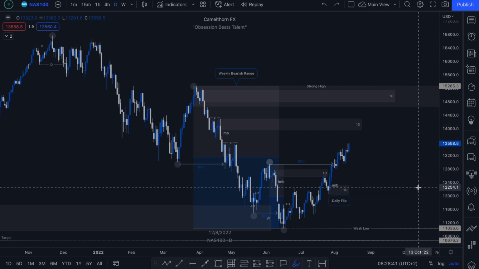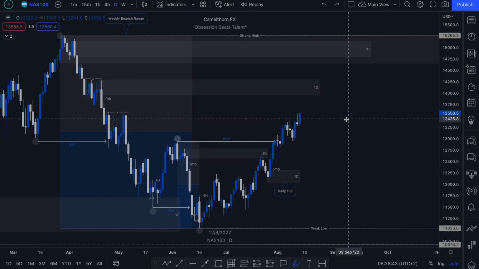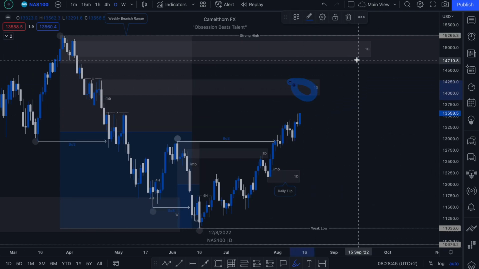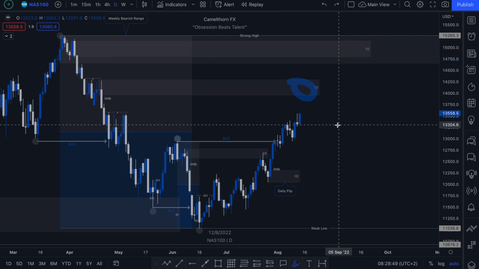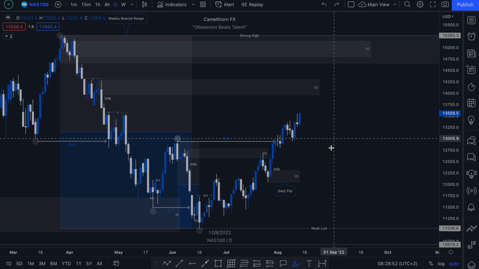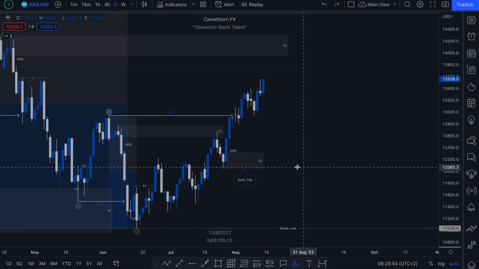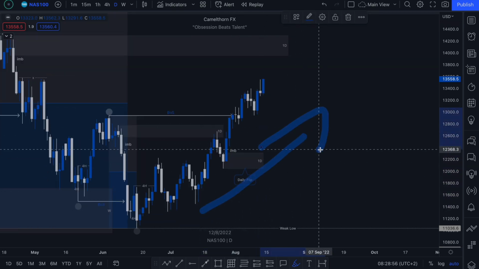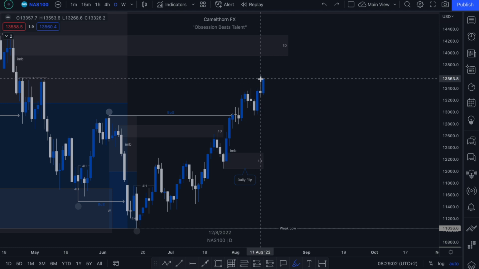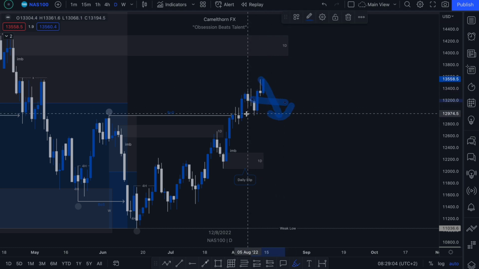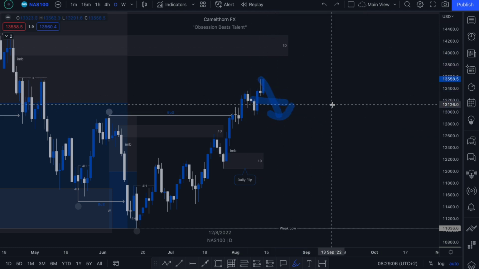But for that bearishness to continue, we first need to see a mitigation of something like this or something like this. So my outlook or my bias on the daily is also bullish, which is in line with that weekly bullish pullback. And all I'm going to be looking for is opportunities for price action to pull back, mitigate something before continuing higher.